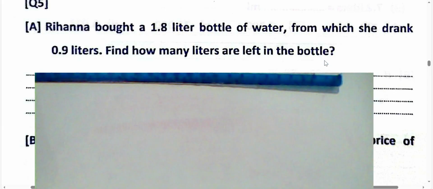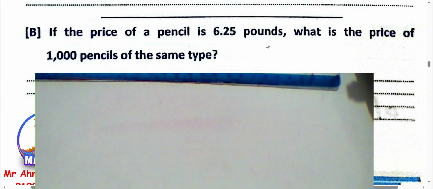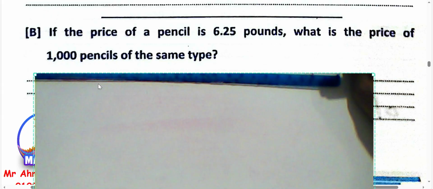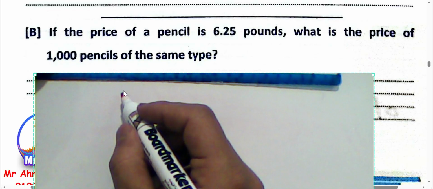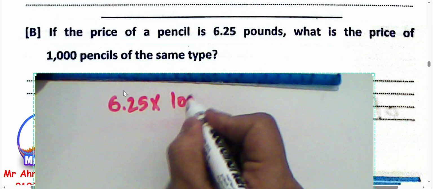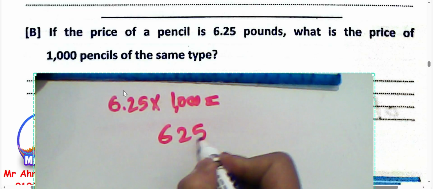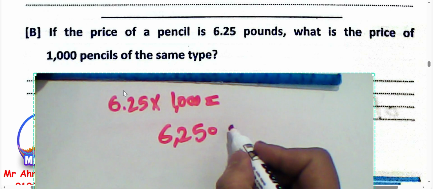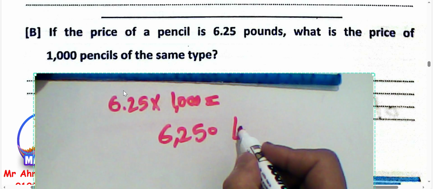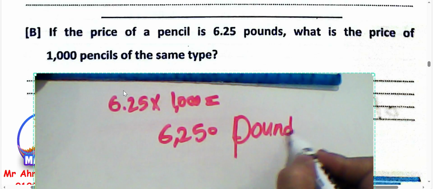Next question. If the price of a pencil is 6 and 25 hundredths pounds, what is the price of 1000 pencils of the same type? We have the price of each one, 6.25 pounds, and the number of pencils is 1000. We can move the point to the right by 3 places: 6, 2, 5, and 0. The result will be 6250 pounds. Okay, the answer will be 6250 pounds.